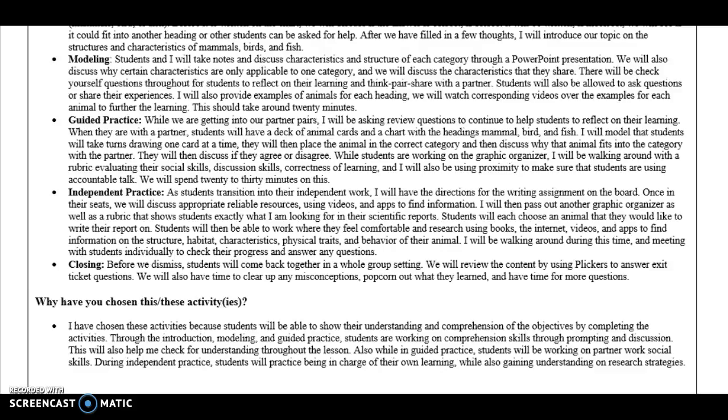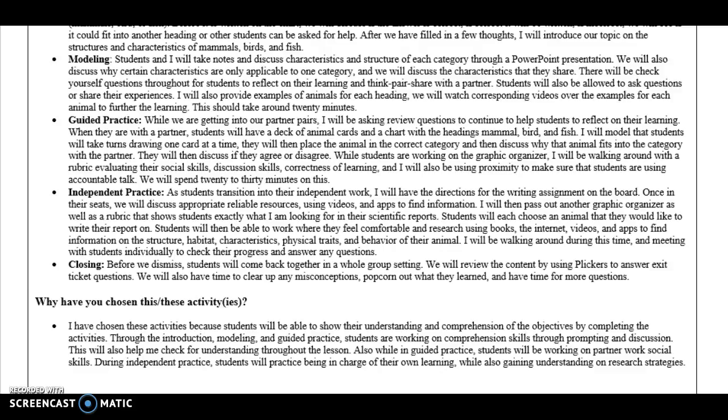We will review the content by using clickers to answer exit ticket questions. We will also have time to clear up any misconceptions, popcorn out what they have learned, and have time for more questions. Why have you chosen these activities?